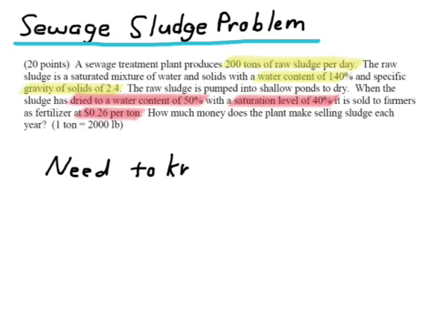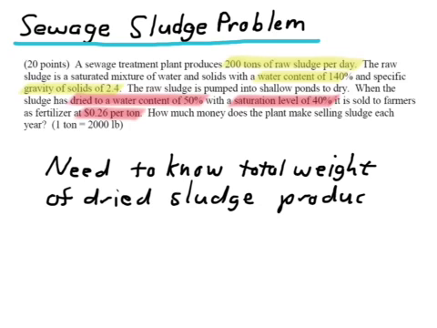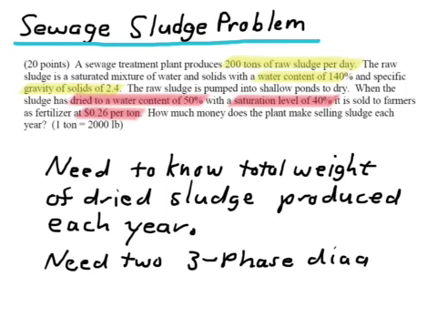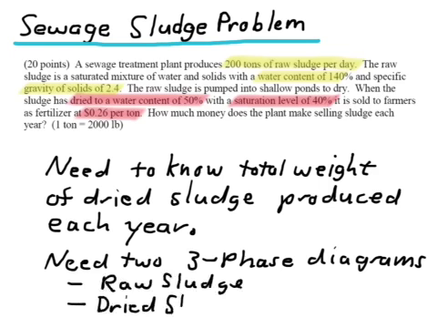So the answer we really want to get is what's the total weight of dried sludge that is produced each year? From that we could calculate the amount of money that we could earn each year. In order to do this, we need two different three-phase diagrams, one for each state. We need one for the raw sludge, and a second one for the dried sludge. That's a critical concept to understand. And you can't mix up the data from the sludge in its raw state with the data for the sludge in its dried state.